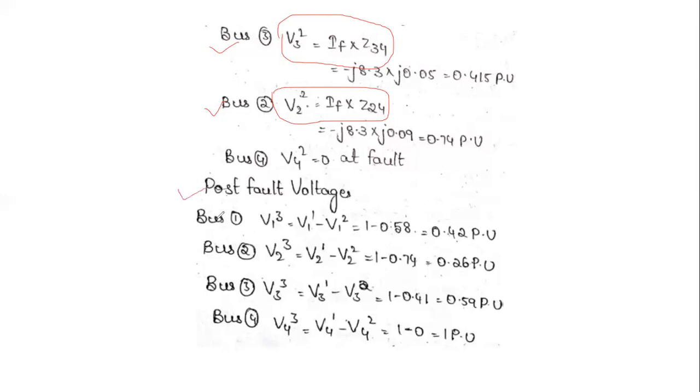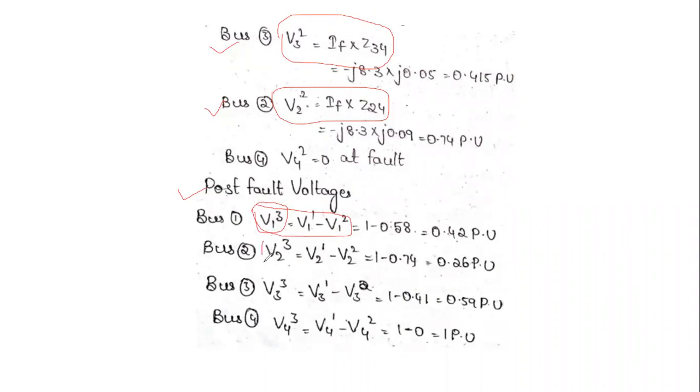Next we calculate the post-fault voltages. This is the during-fault condition. Next, we calculate the post-fault voltages at bus 1, bus 2, bus 3 and bus 4. What is it at bus 1? V1 power 3 means voltage at bus 1 during post-fault condition, which is equal to the voltage at bus 1 in pre-fault condition minus the voltage at bus 1 during fault condition. This is the formula for calculating the post-fault voltage at bus 1.